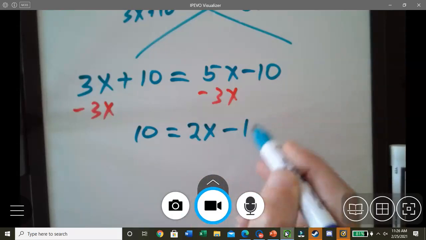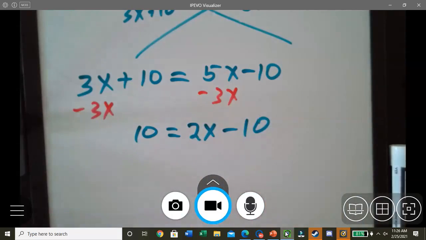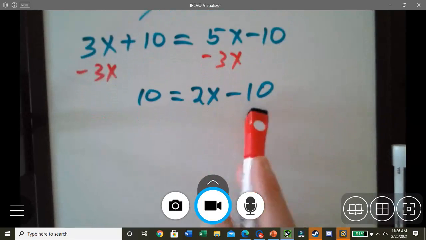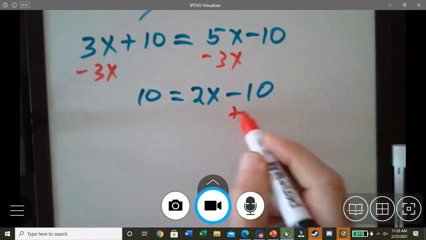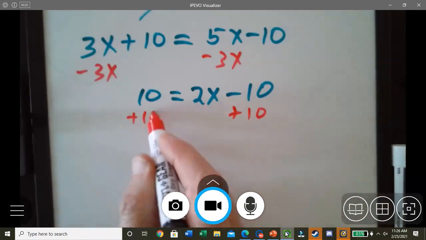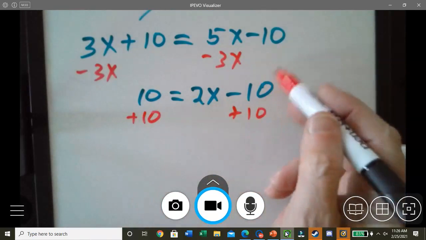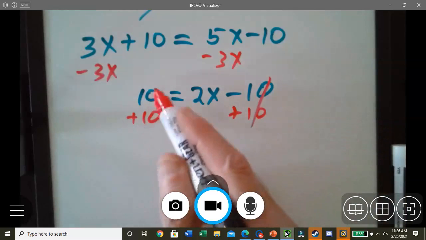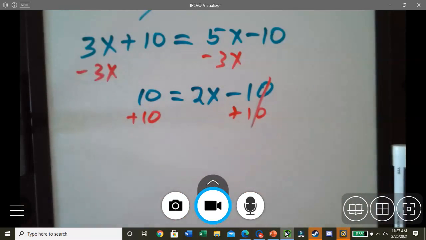2x minus 10. Okay. So now we're trying to isolate that x, right? So that means, what do we got to do with this 10 here? Yeah, plus. We apply plus 10. Plus 10. So here we're subtracting, right? And they cancel out. But what are we doing on the left side? Are we adding or subtracting?